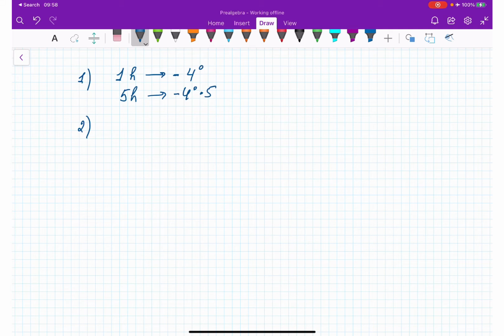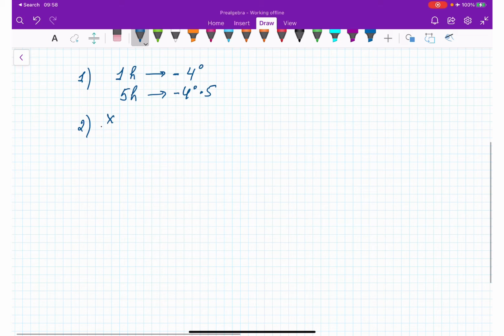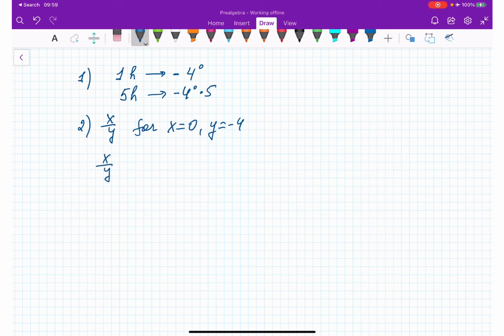Okay, question number 2. Evaluate x over y. X is equal to 0. Y is equal to negative 4. From here, x over y is equal to 0 over negative 4. Well, 0 divided by negative 4, how much is it? 0, right?